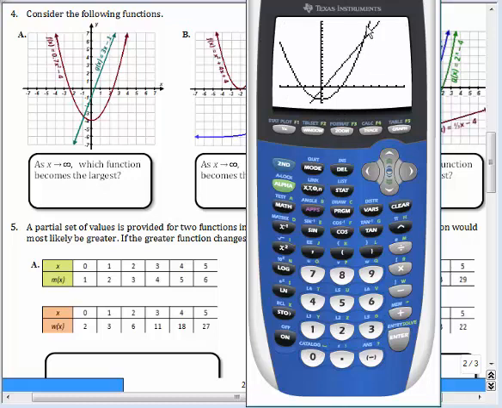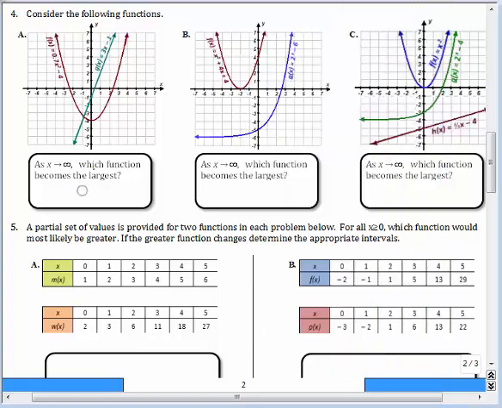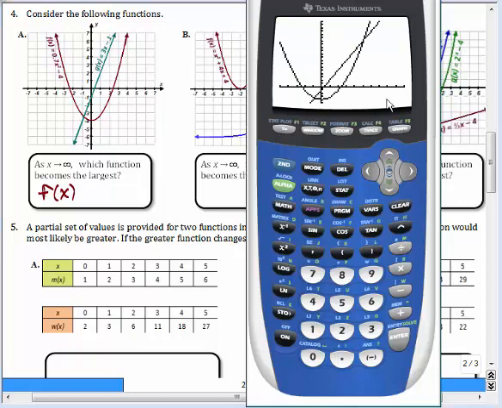So again, I'm just kind of looking at this part over here is what I'm interested in. And sure enough, the quadratic eventually overtakes the line. Do you see how the quadratic, beginning with that intersection point, is above? And so they're just saying as x goes forever to the right, which function is eventually on top? It's the quadratic. So the answer for this first one would be f of x.